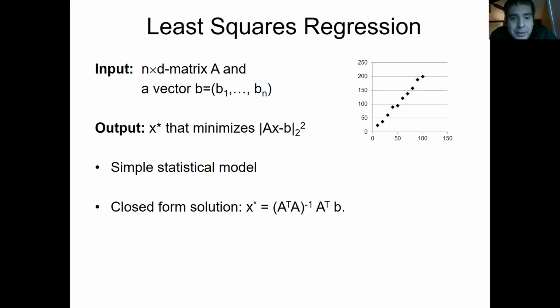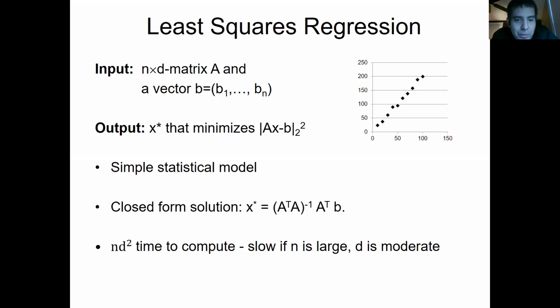One of those is that it has a closed form solution. So if the columns of A are linearly independent, I can write down the solution x star as (A transpose A) inverse times A transpose B. And the issue that I want to point out here is that for large data sets, the time for computing this closed form solution is nd squared. Okay, so I have to multiply this d by n matrix A transpose by this n by d matrix A, and that's kind of the bottleneck here.